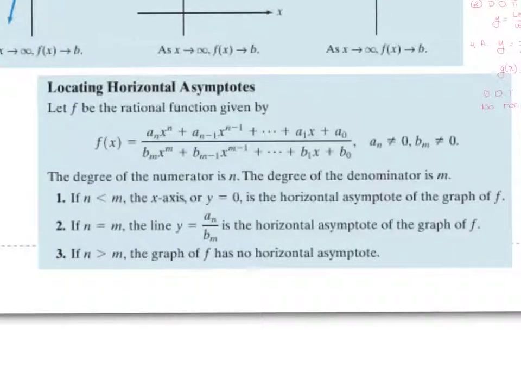And I just want to point out that the examples I just showed you are what this is saying. So I have the degree of the top is n, the degree of the bottom is m. If n is less than m, your horizontal asymptote is y equals 0. If they are the same, you take the leading coefficient of the top over the bottom. If n is greater than m, you have no horizontal asymptote.